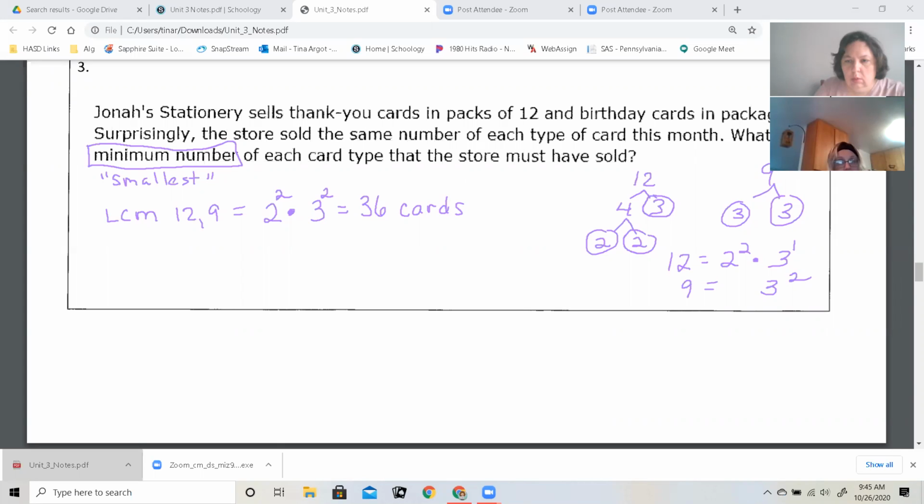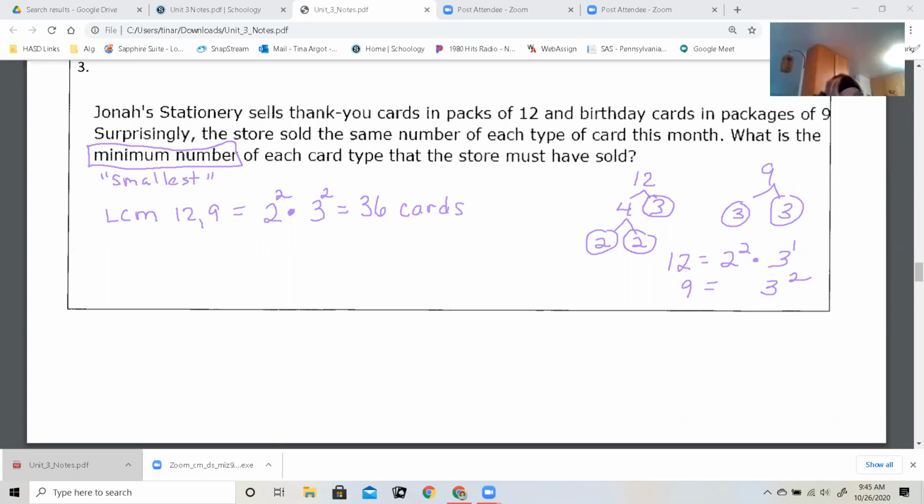If you're done with 3, head over to 4, see if you could find the word that tells us what to do.